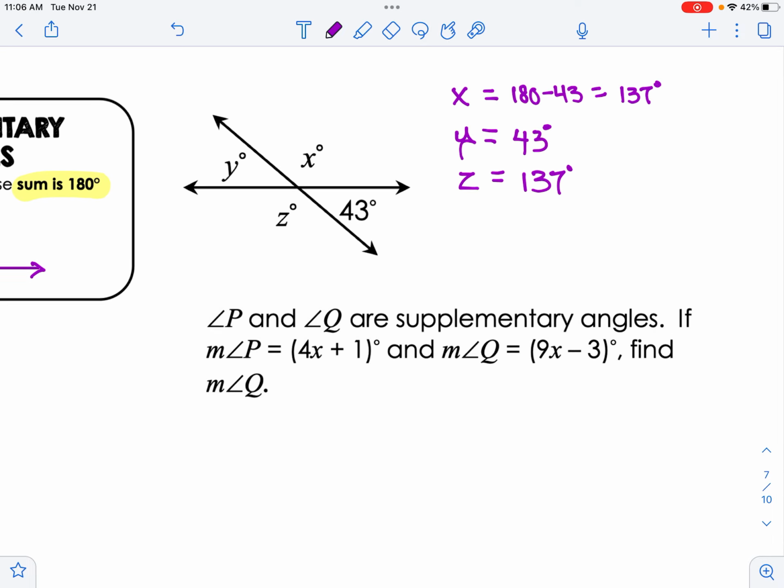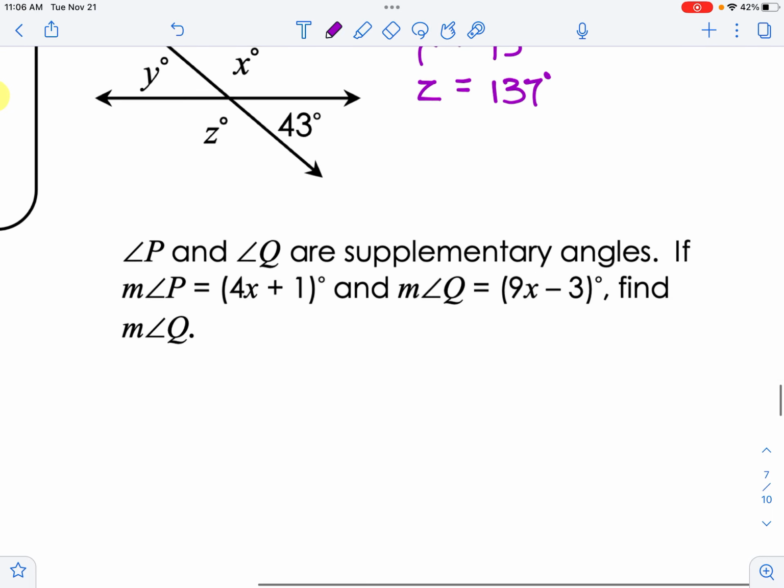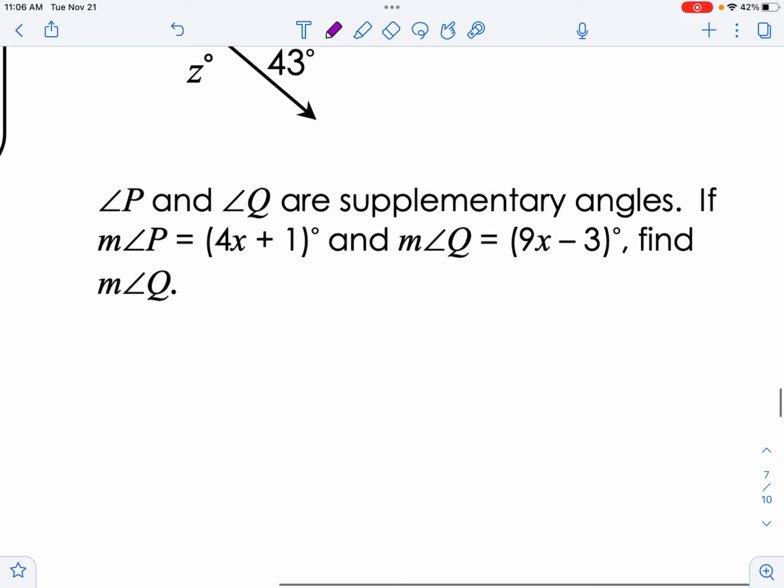Okay. All right, so here it says angle P and angle Q are supplementary angles. So again, that means they add up to 180. And they tell us what P and Q are. P is 4x plus 1, and Q is 9x minus 3. Find the measure of angle Q.